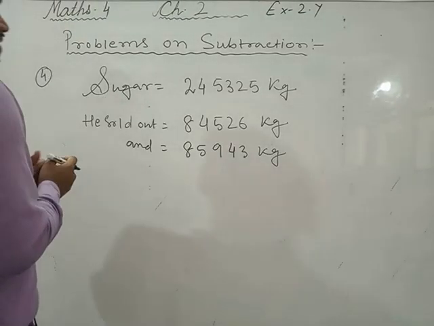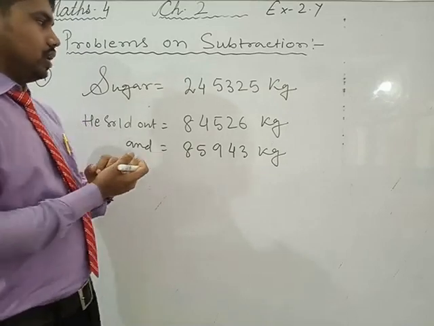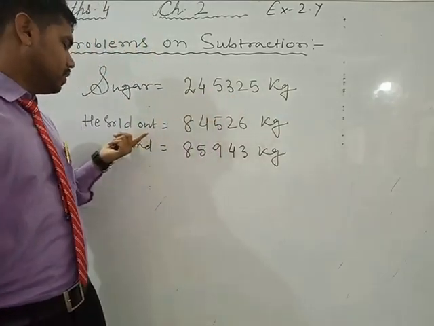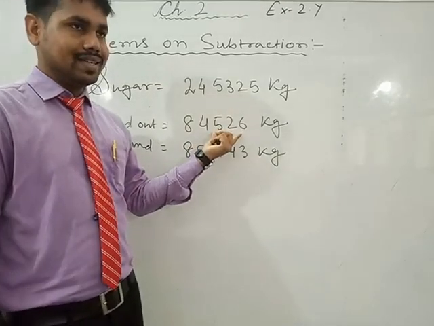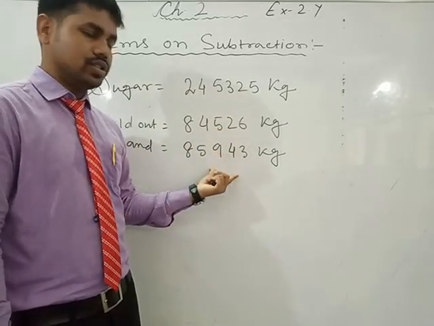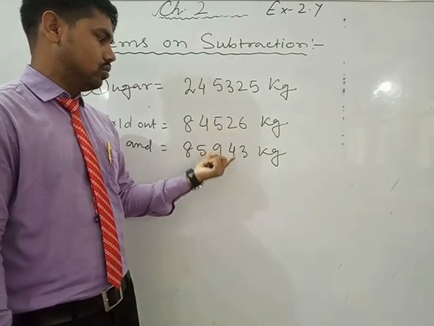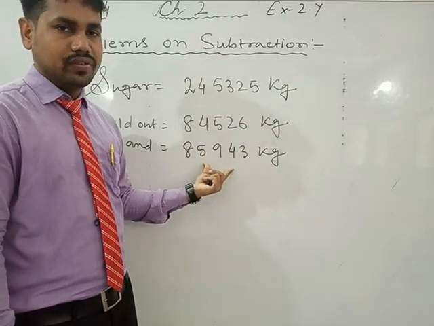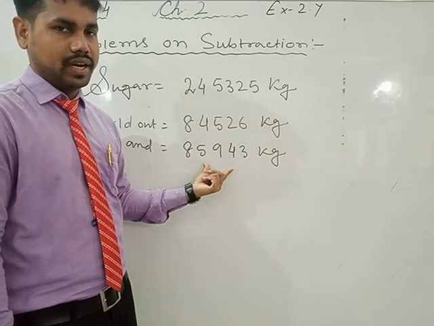Question number 4 is asking, in a particular shop, the total amount of sugar is this many kilograms and the shopkeeper sold out in 2 days this much on the first day and this much on the second day. So these are the two days of selling given. So how much sugar is left in that stock with the shopkeeper, that you have to find out.